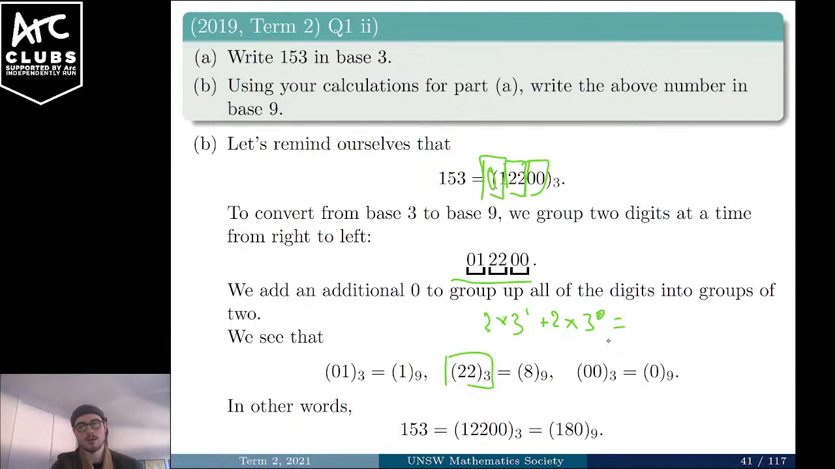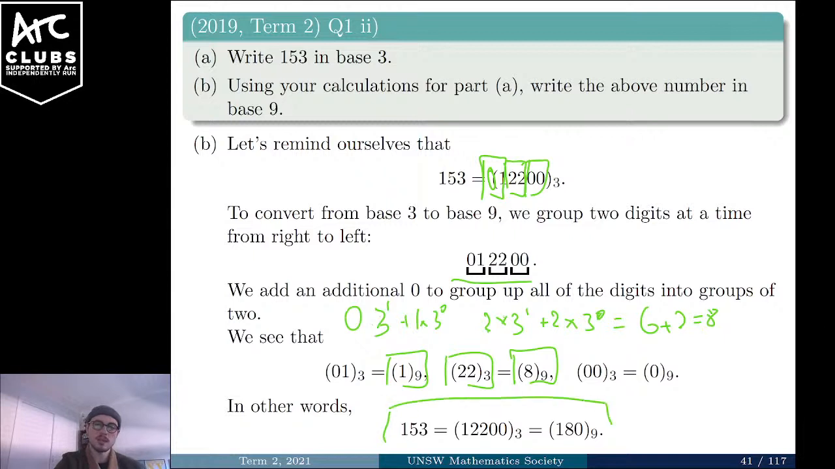And then okay, so let's have a look at this. That's 6 plus 2 is 8. Right, well that works in base 9, so there we go. And we can do a similar thing here, but this one's quite easy, it's just 1. So you've got 0 times 3 to the 1, which is 0, plus 1 times 3 to the 0, which is 1. So you've got 1 here. So we bring these together, you've got 1, 8, 0.